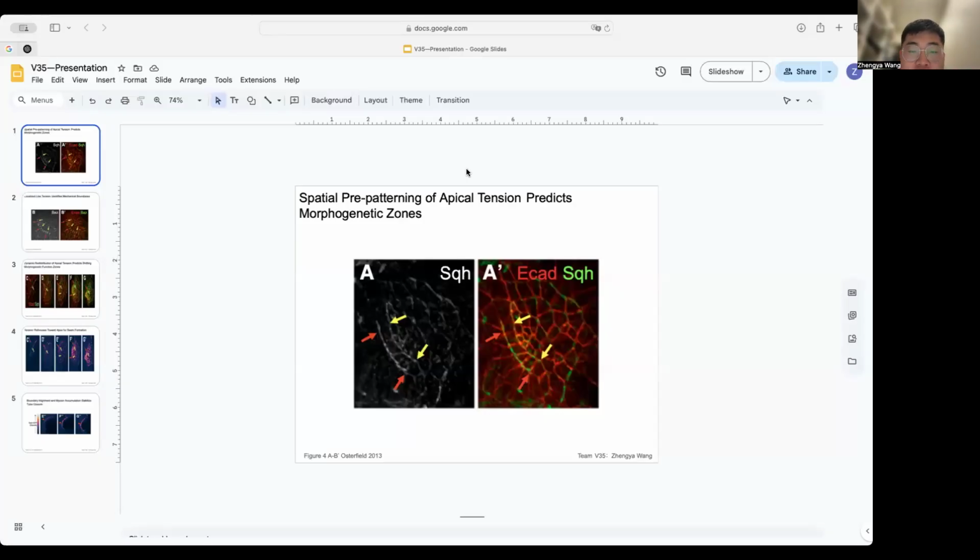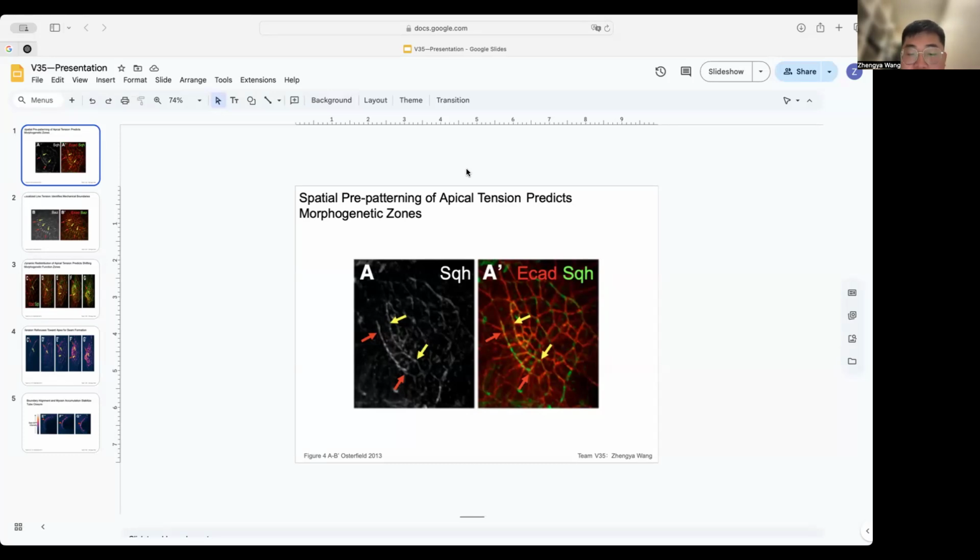Before diving into the figure panels, this slide outlines the experimental design used to visualize mechanical tension and cell polarity during dorsal appendage morphogenesis in the Drosophila egg chamber.